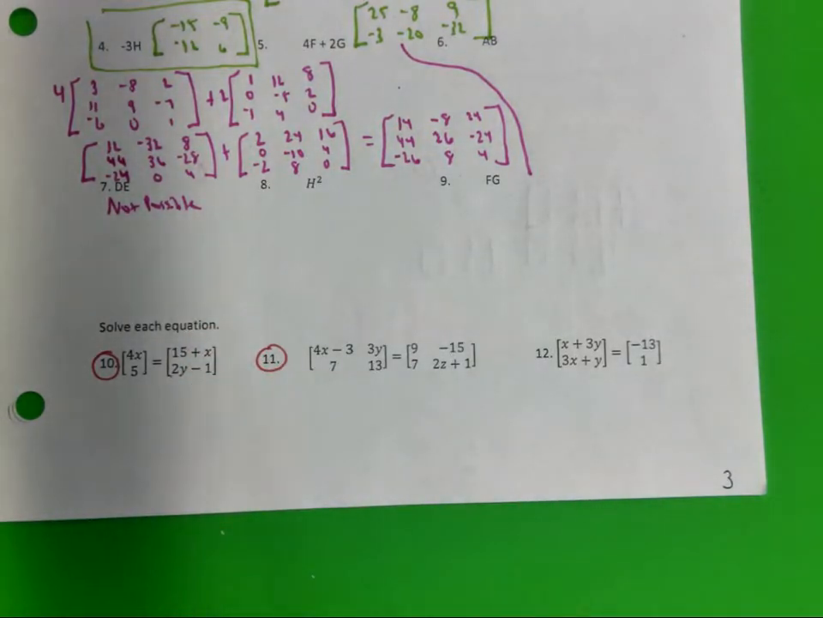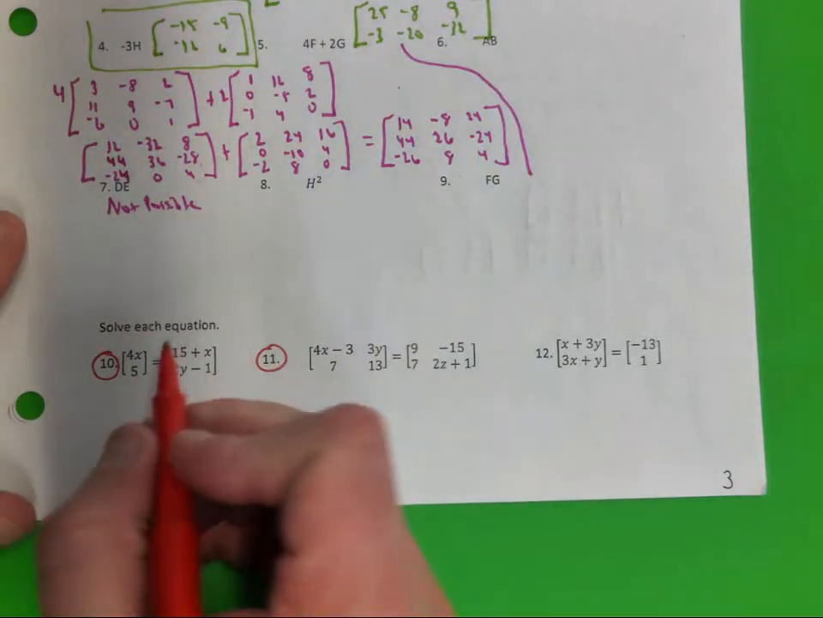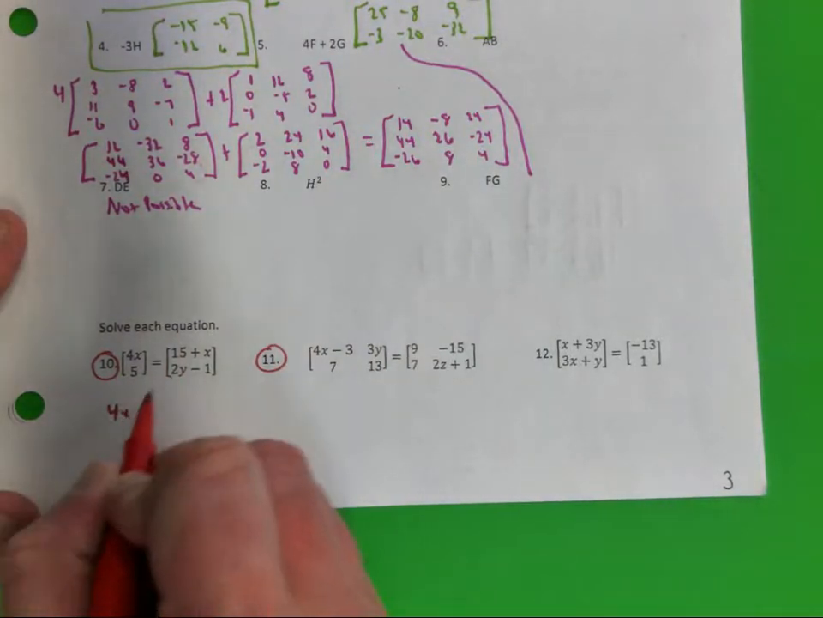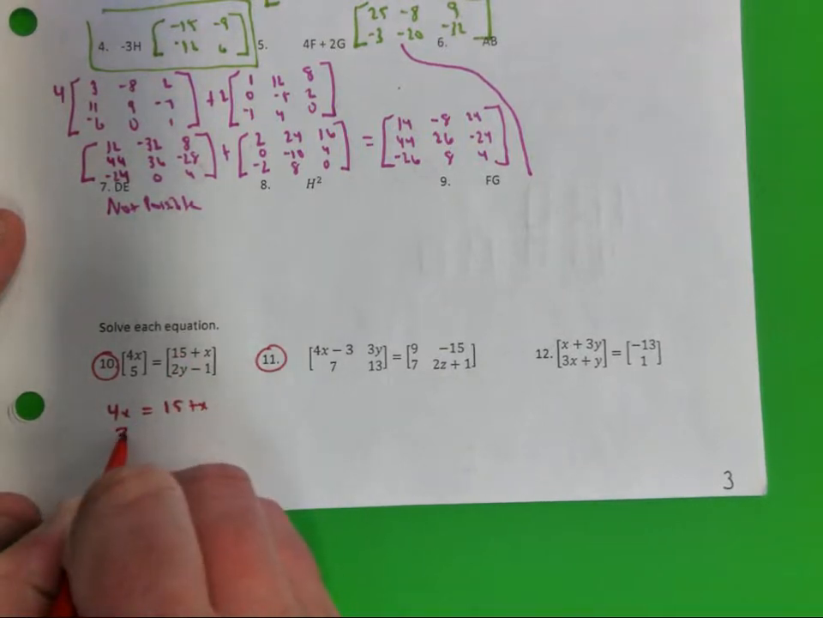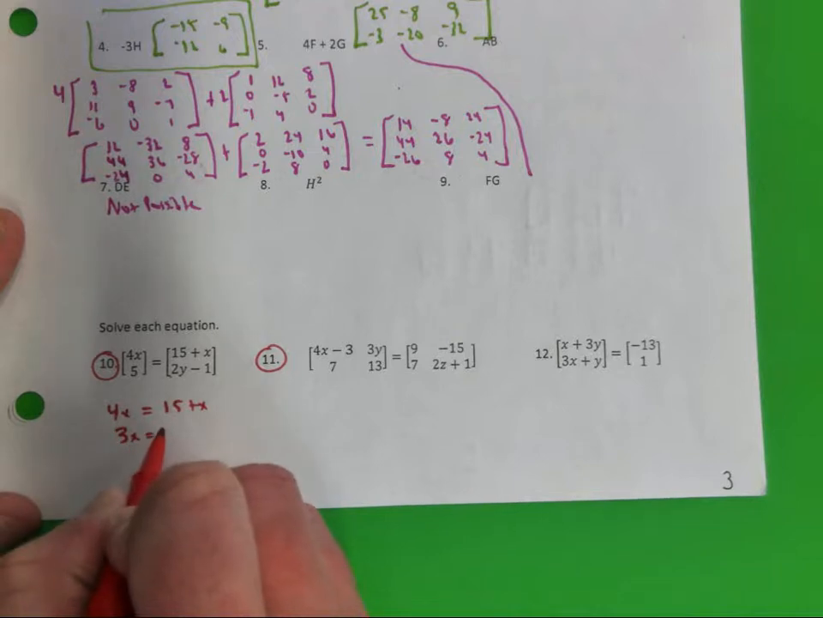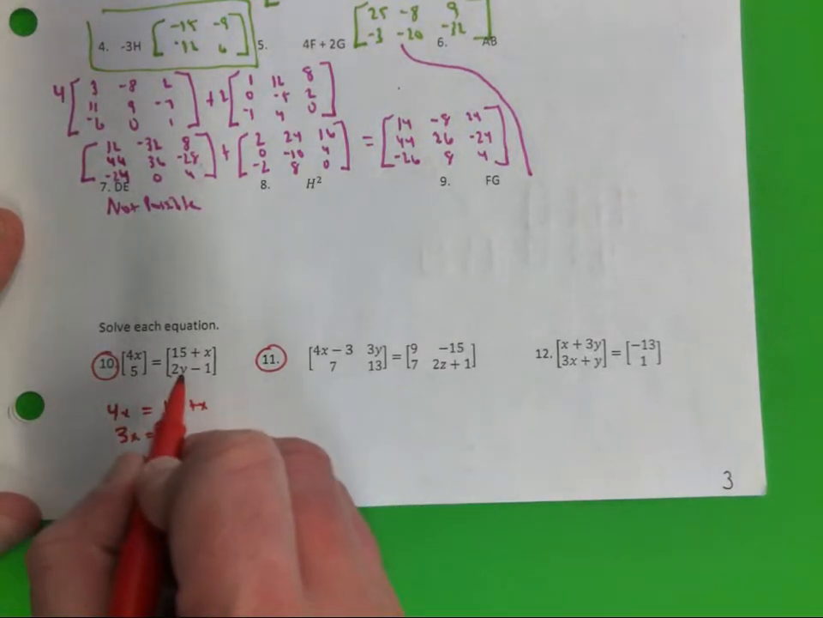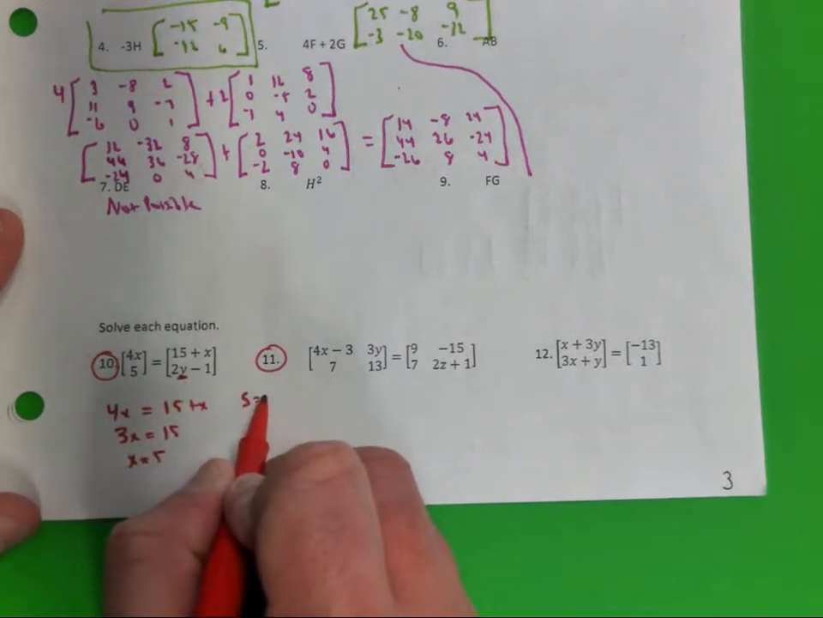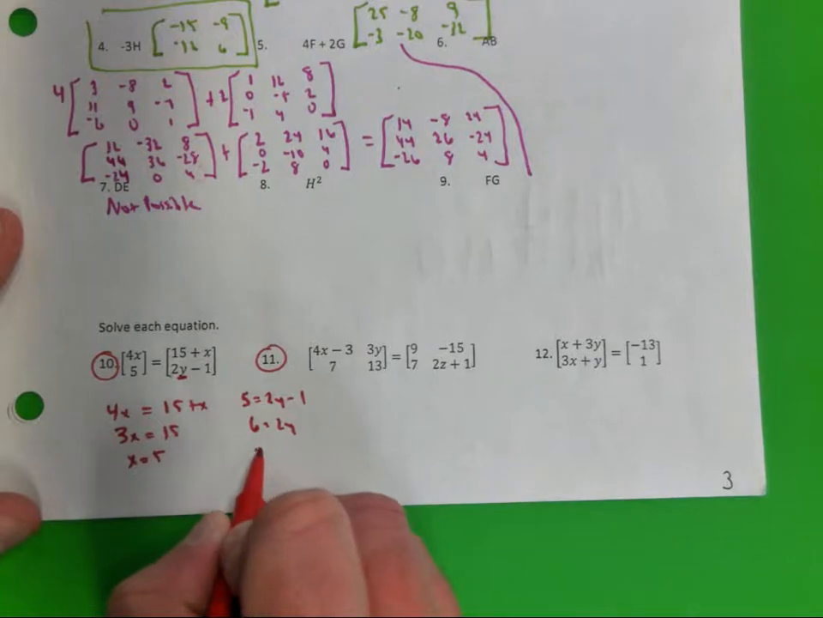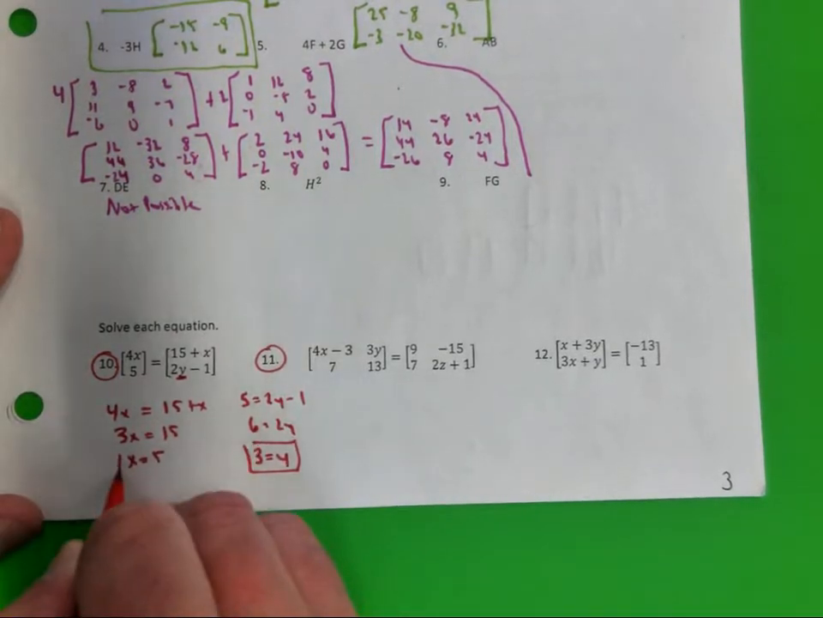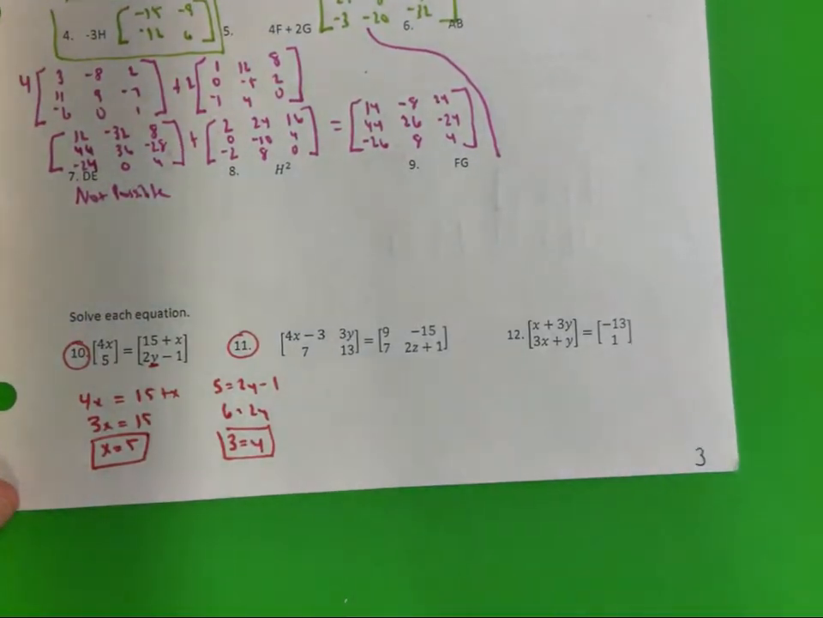So you just set the corresponding elements equal to each other. Like 4X is sitting where this is sitting, so I'm going to set that equal to that. Bring the X over, it gives me 3X, so X equals 5. To find what Y is equal to, I'm going to say 5 equals 2Y minus 1. So I get X equals 5 and Y equals 3.